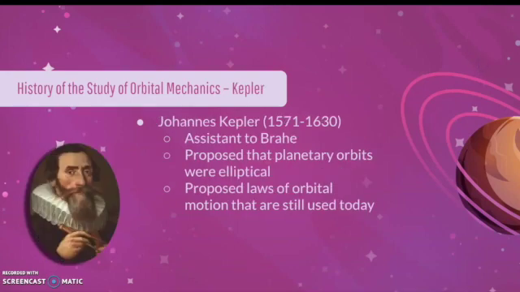And then there is Kepler. Johannes Kepler lived from 1571 to 1630, and he was an assistant to Brahe. He is the first to propose that planetary orbits were elliptical, which we do now know to be true, and proposed laws of orbital motion that are still used today. Because of his research and deciding that the orbits were elliptical, we are able to accurately measure orbital motion.